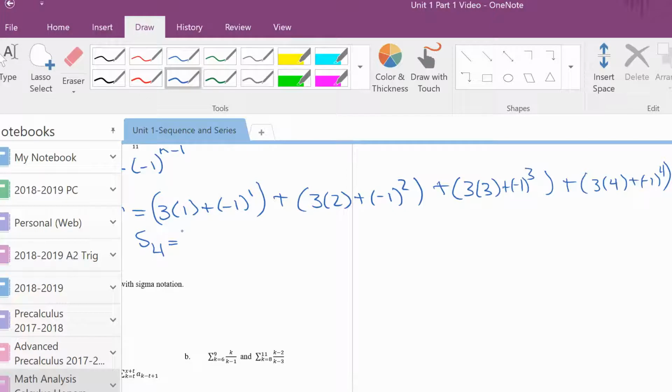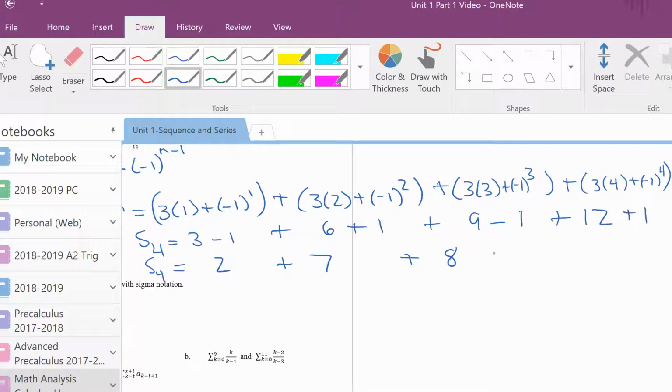So the sum of the 4 terms. So 3 minus 1, so it's going to be 2, plus 6 plus 1, which is 7. And then 9 minus 1, which is 8. And then 12 plus 1, which is 13. So the sum of the 4 terms is equal to 9, 17, 30. There you go.